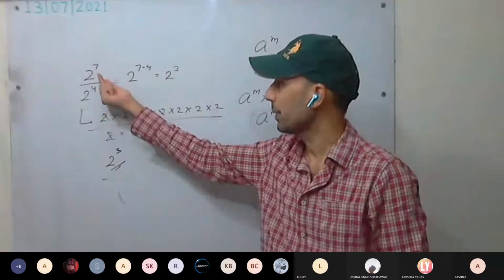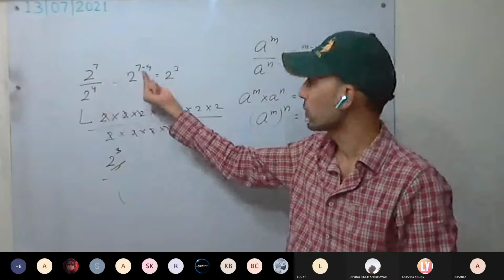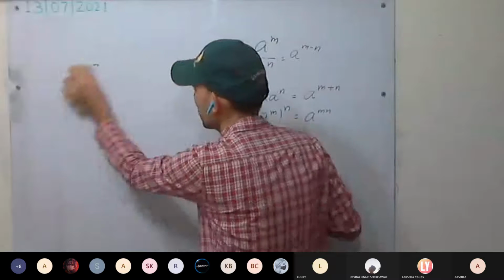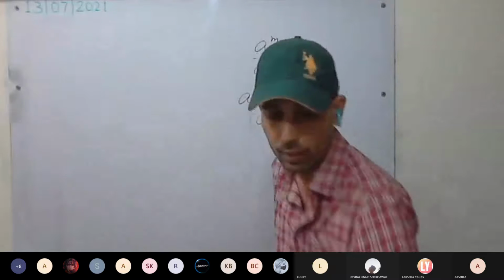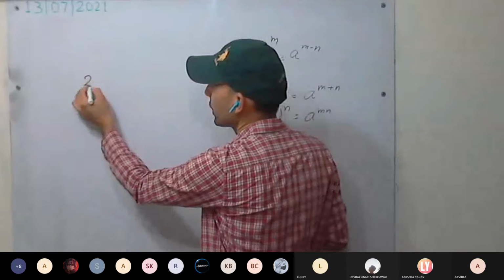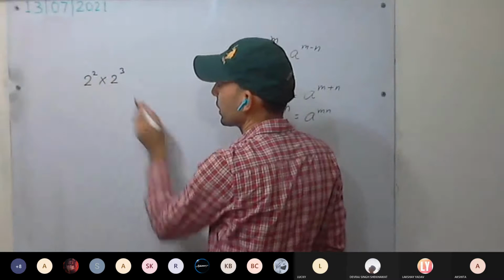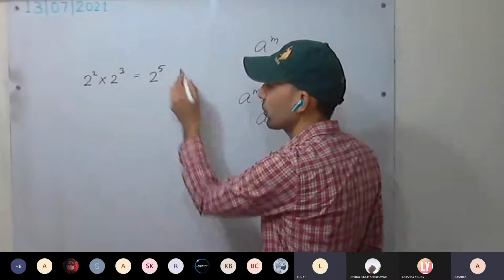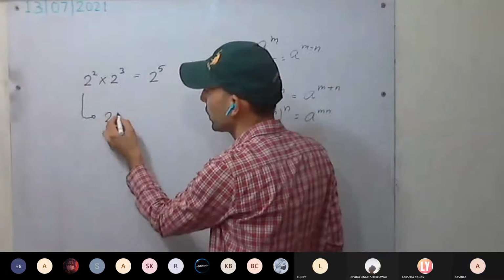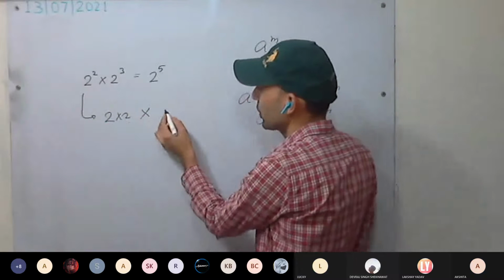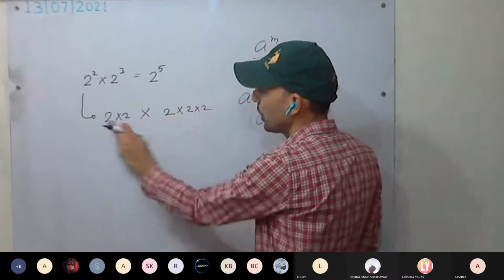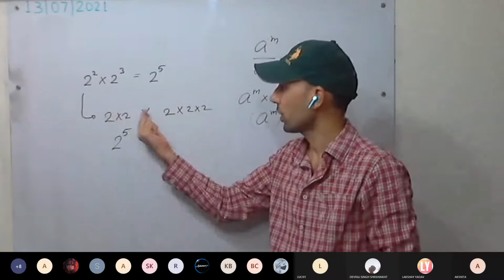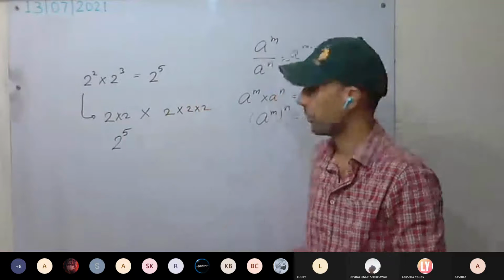Here the base is same and it is in the denominator, so 7 minus 4. Understood this one? Okay, do this one. 2 raised to power 2 into 2 raised to power 3. What will be the answer? 2 raised to power 5. If you do not know, 2 into 2, then into 3 times 2. How many 2's are there now? 2 raised to power 5.